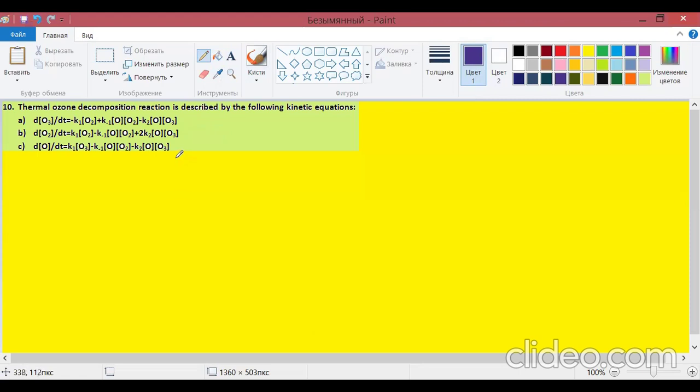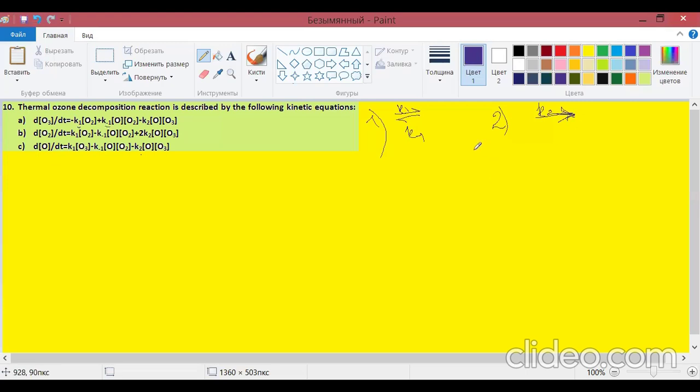Why? Because surprisingly, I need to pay more attention to sub-indexes, and they are the following: K1, K-1, and K2. It means that one of the possible reactions is when we have a dynamic equilibrium, K1 and K minus 1. That's going to be the first step or the first stage of this process. And the second is something like this, K sub 2.